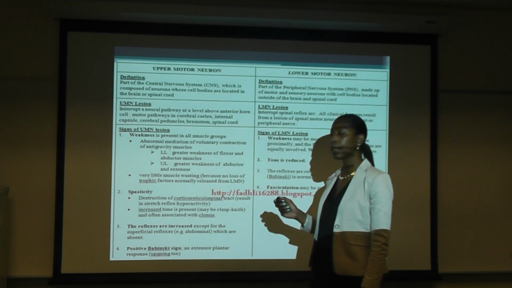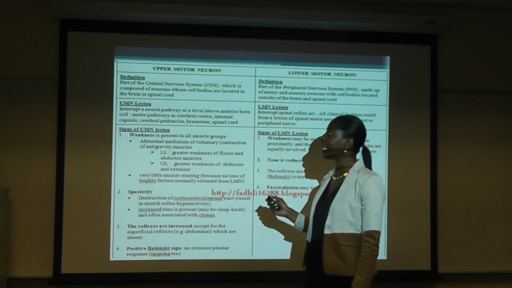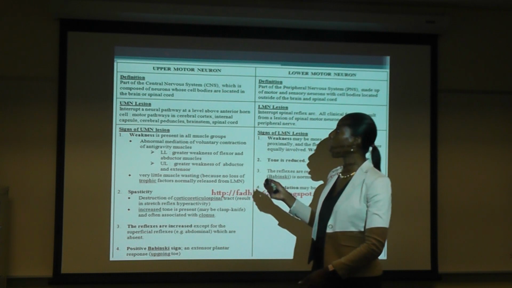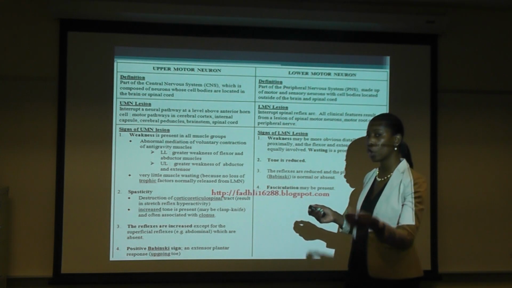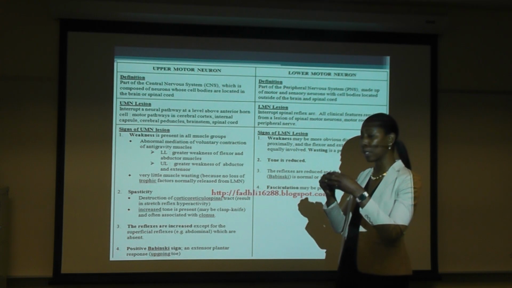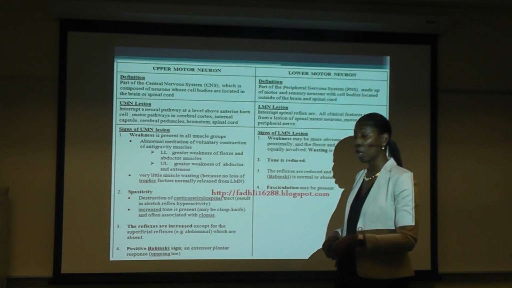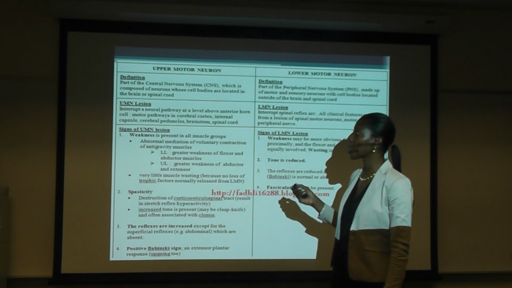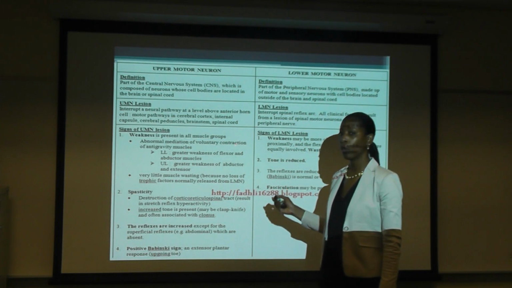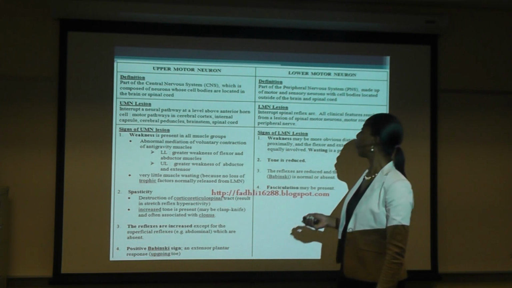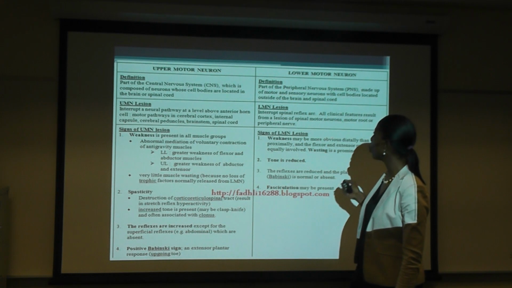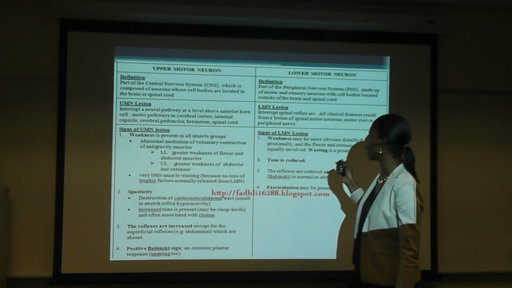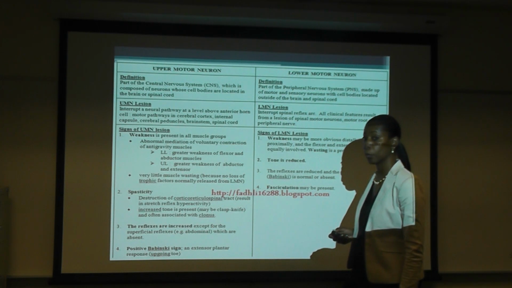If someone has a herniated disc and it's pressing on the spinal cord itself, not the nerve roots, that's upper motor neuron disease. So if we're looking at something pressing on the spinal cord or the brain, we're looking at upper motor neuron. If we're looking at something pressing on the peripheral nervous system, or the peripheral nerves, we're looking at lower motor neuron disease, okay?